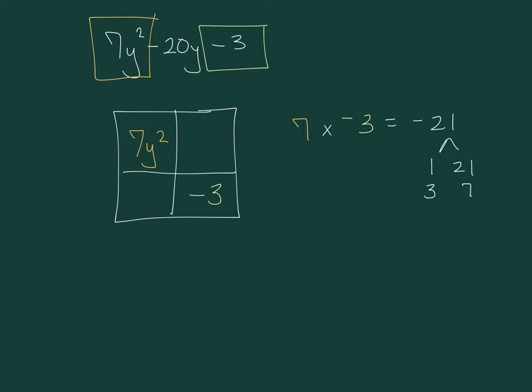I know that this is the multiplication piece, and the addition part of it is negative 20. So let's see, 7 and 3, no matter what combination there, it won't work. But 21 minus 1 would give me negative 20, and 21 times negative 1 gives me negative 21. So it looks like it's going to be negative 1y and 21y.